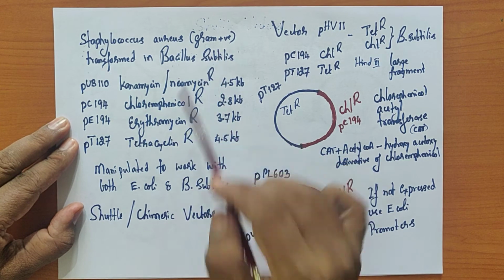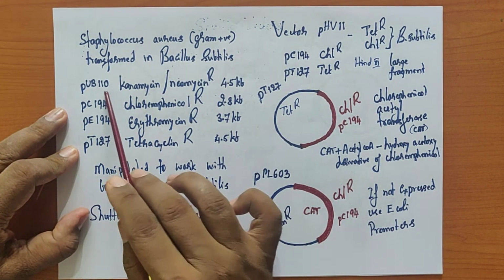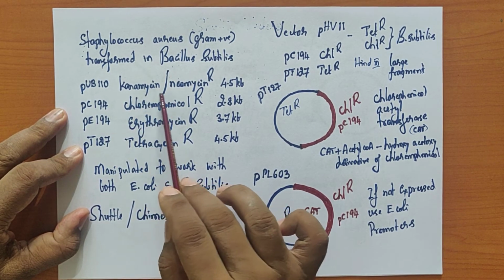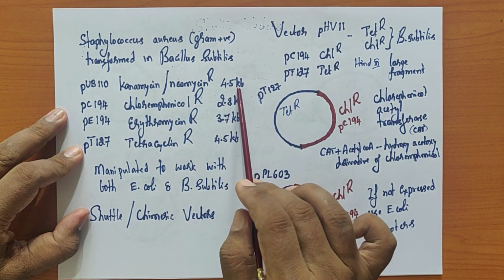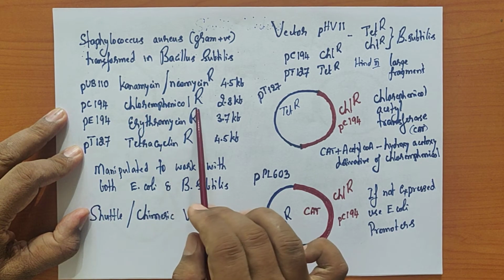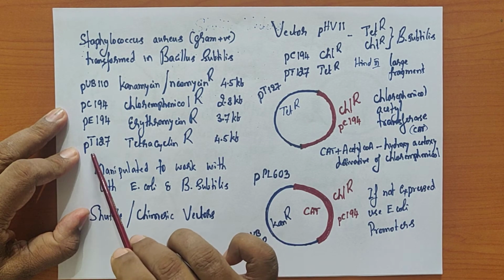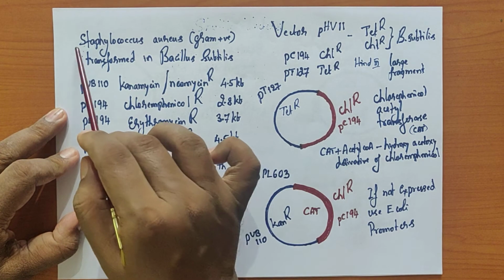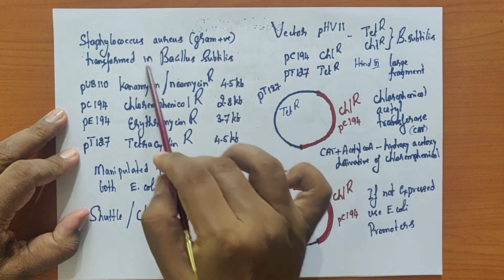So from Staphylococcus aureus, they have isolated several plasmids. One is pUB110. This particular one offers a kanamycin or neomycin resistance gene, and it is 4.5 kilobases. Then pC194 carries chloramphenicol resistance, pE194 erythromycin resistance, and pT127 tetracycline resistance. All of them are Staphylococcus aureus plasmids, but they can be transformed into Bacillus subtilis.